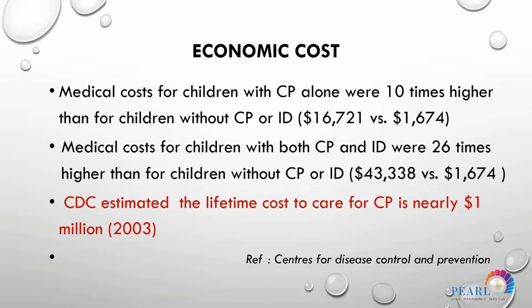CDC has estimated the lifetime cost to care for CP to be nearly $1 million per person. And this figure is from back in 2003. So we can imagine now, 20 years later, what the cost will be. So when such a high cost is involved in the management of patients with cerebral palsy, our primary aim is to prevent it. Primary prevention should be aimed at, and strategies should be formed, to decrease the prevalence and incidence of cerebral palsy.